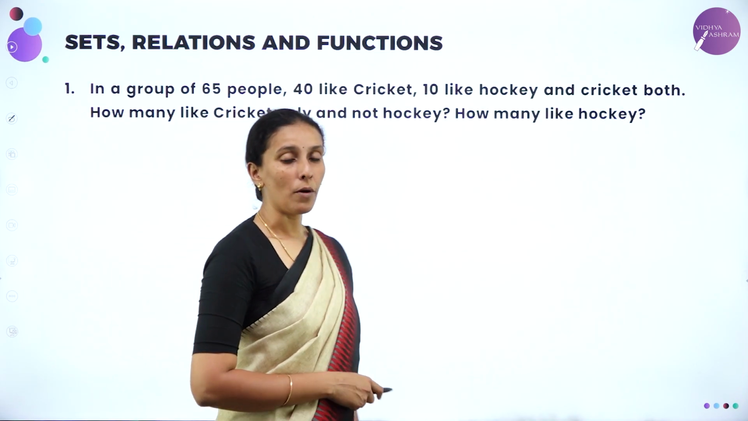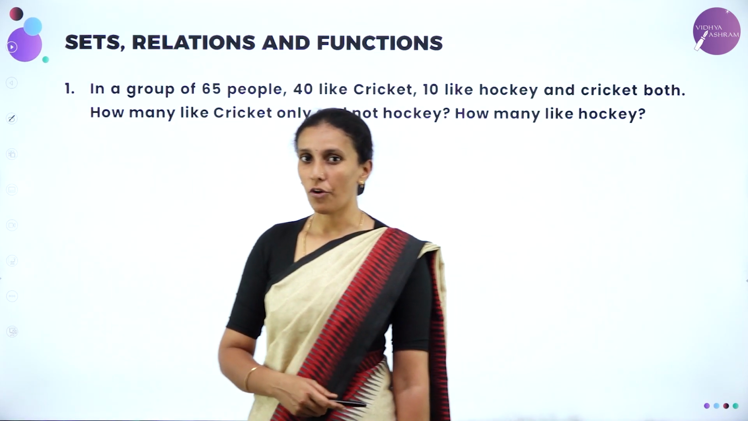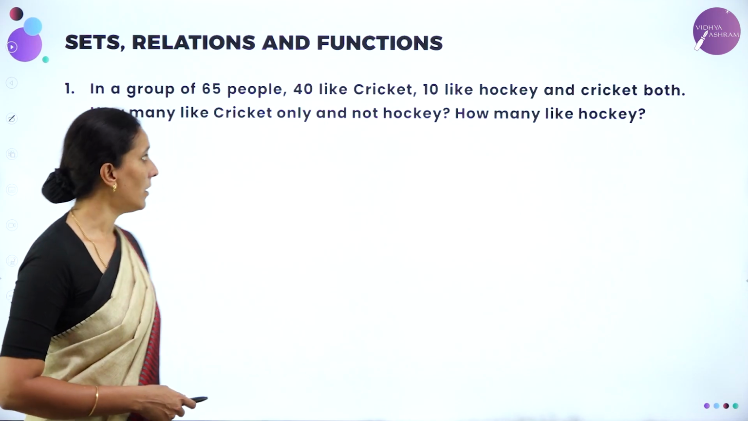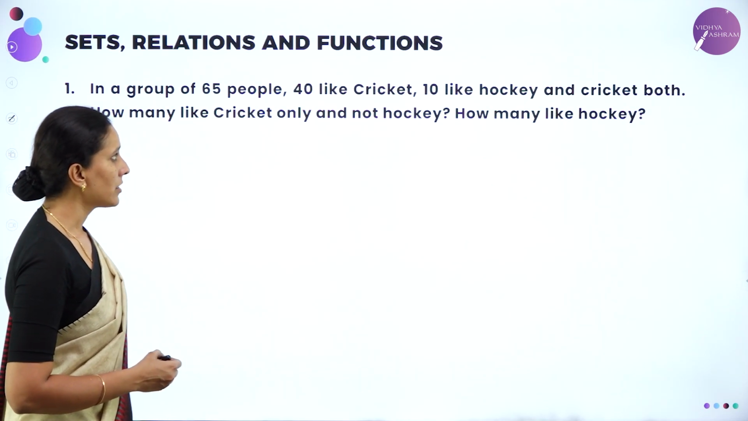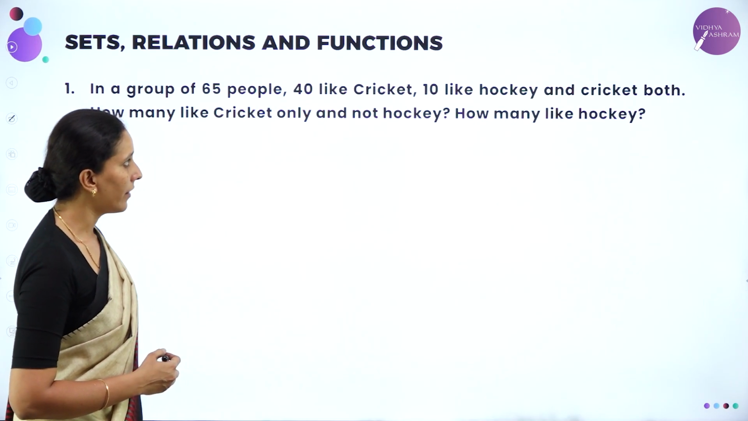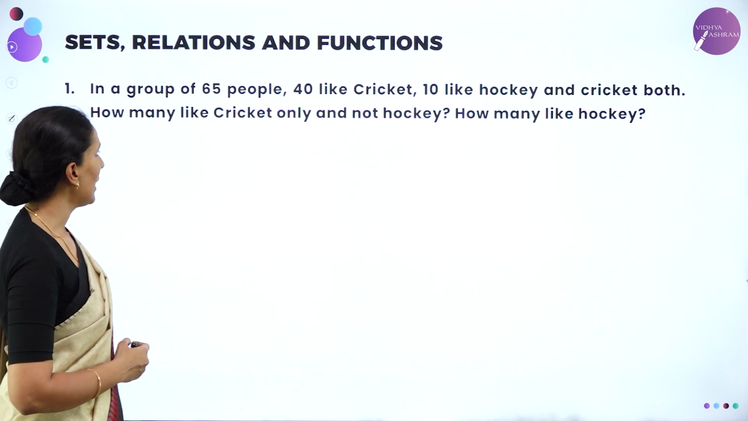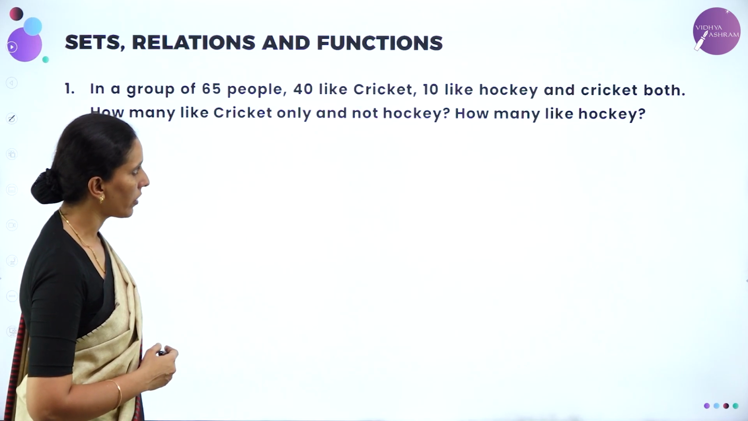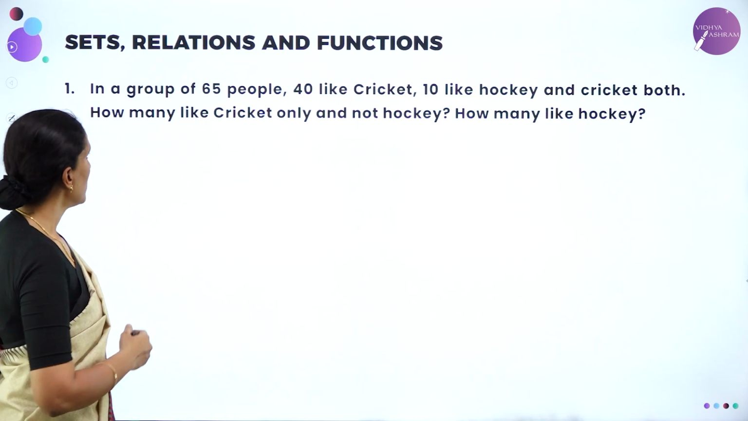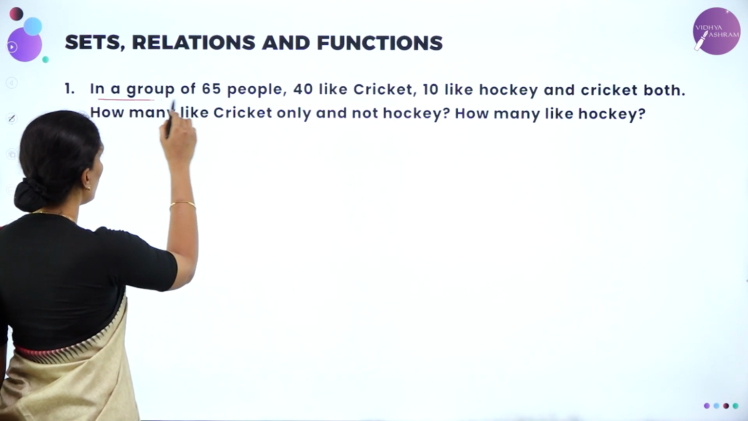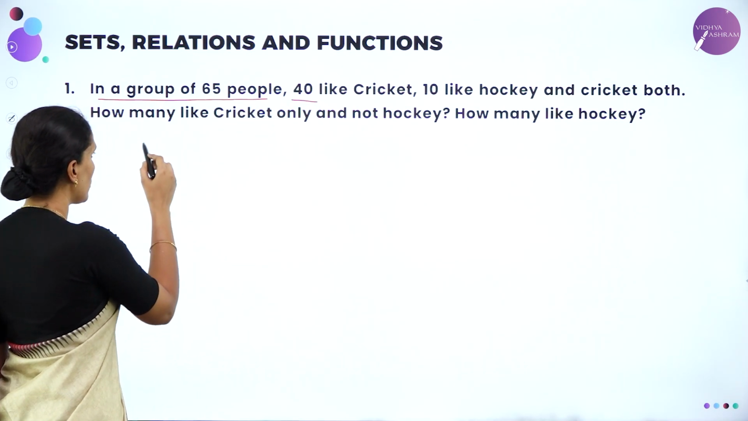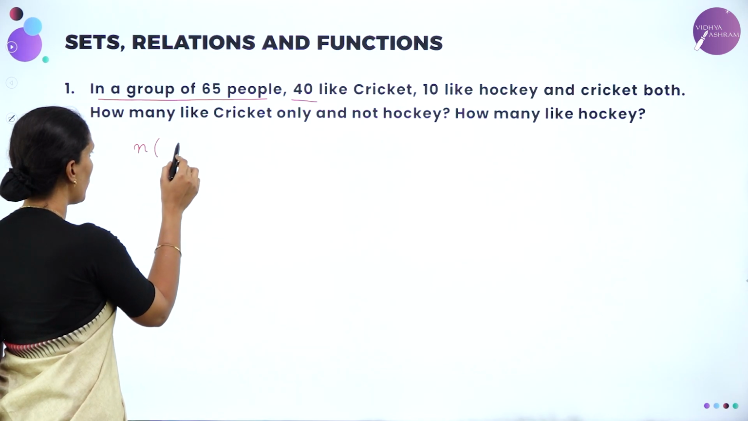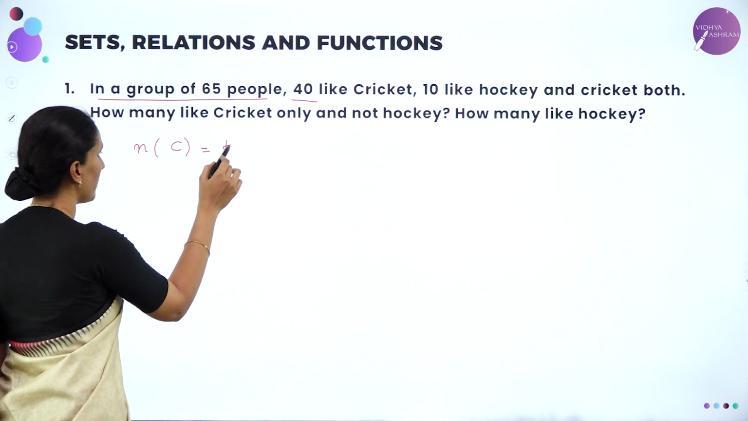Now let's take a few problems related to the cardinality of sets. The very first problem here: in a group of 65 people, 40 like cricket, 10 like hockey and cricket both. How many like cricket only and not hockey, how many like hockey. So here they have clearly given a group of 65 people. So 40 like to play cricket. So let me consider the number of people who like to play cricket is 40.